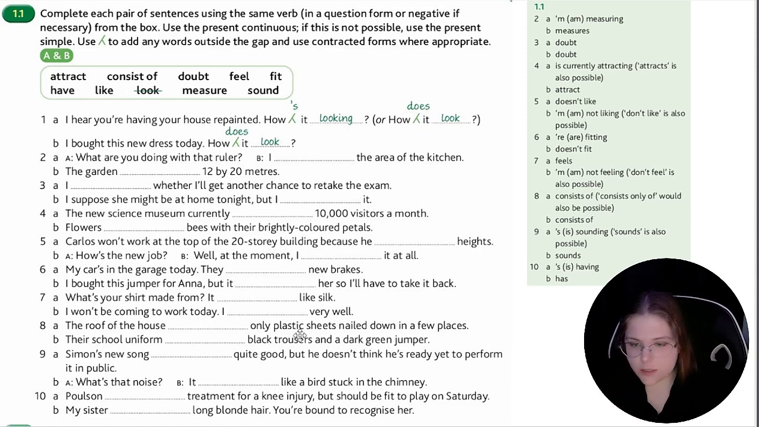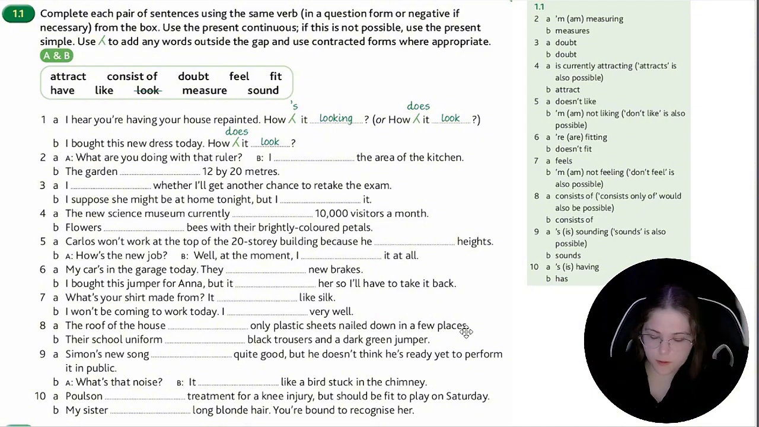only of plastic sheets nailed down in a few places. And the next sentence, their school uniform consists of black trousers and a dark green jumper. This is just about the material or the content of the uniform, of the roof. I can't imagine that in progress. The roof is the roof. It is on the top of my house, and it consists of sheets nailed down in a few places. And it is not right now. It is a fact about my roof.